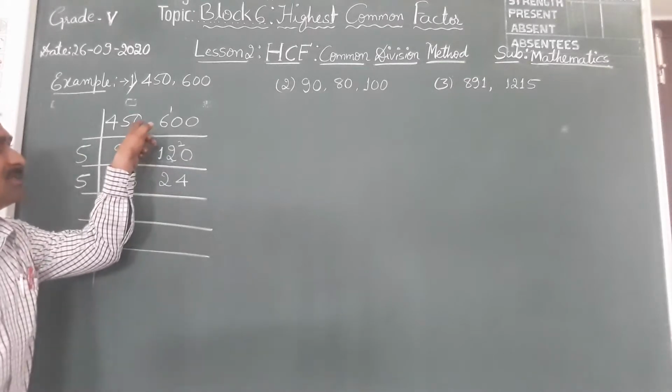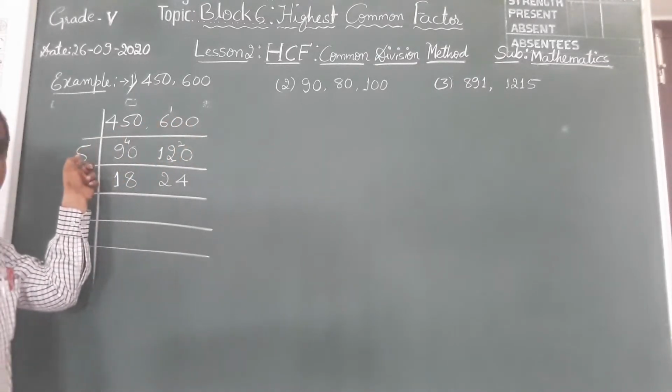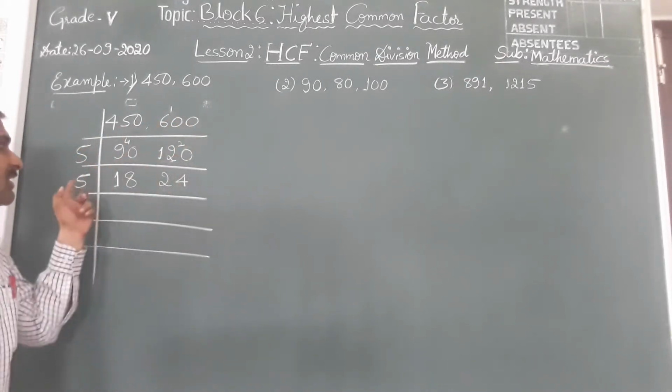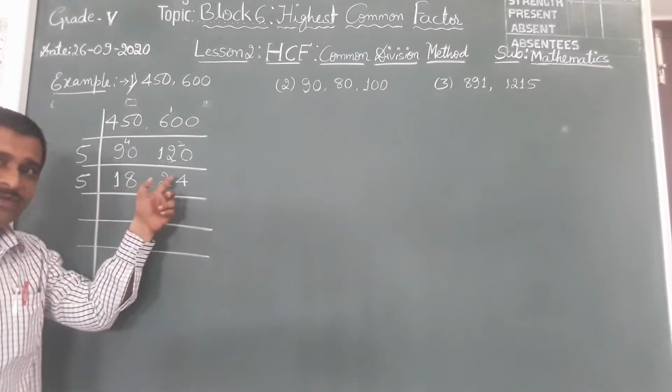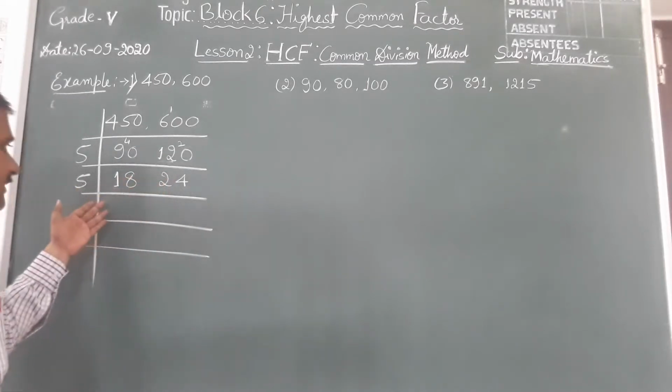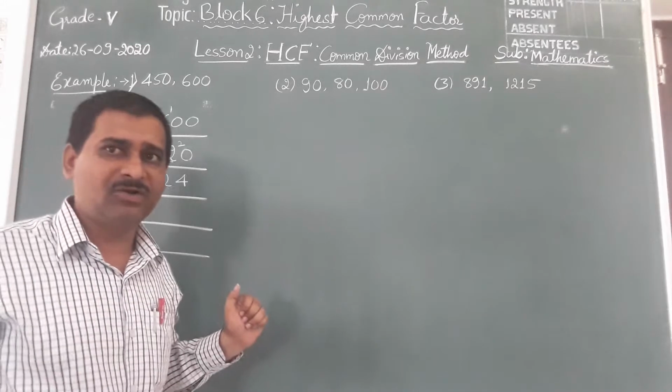Now here there is a 0. That's why we started with 5s. Again 0, 0, started with 5s. Now there is no 0. You cannot go with 5 now.